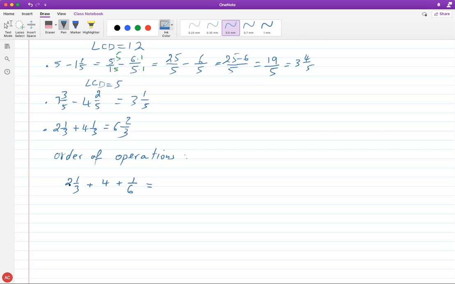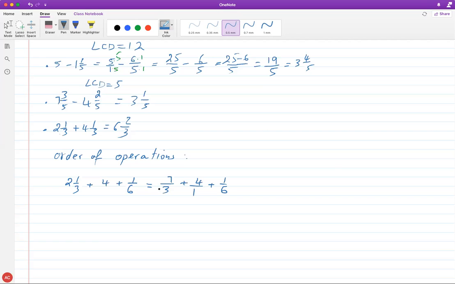This mixed number can be turned into an improper fraction. So we can end up with 7/3. That's right, 7/3 plus 4/1. That's right, 4/1 plus 1/6. All fractions now. So we can add all of them together at the same time.